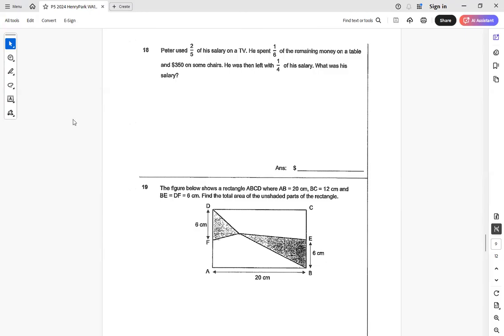Okay, question 18. Peter used 2/5 of his salary on a TV. He spent 1/6 of the remaining money on a table and $350 on some chairs. He was then left with 1/4 of his salary. What was his salary? So whenever you see this phrasing here, fraction of the remaining money, that's your clue to draw a model. So let's draw the model together.